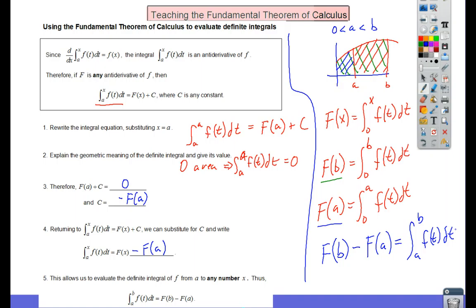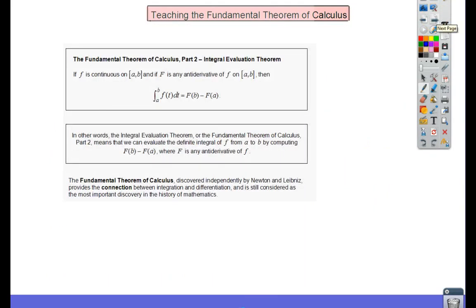Hopefully this helps you understand it a little bit better. But how do we actually use it? That's the important part. So here it is again, just stated for you. Here's another way to say it. The integral evaluation theorem, or the fundamental theorem of calculus, part 2, means that we can evaluate a definite integral by computing the antiderivative of b minus the antiderivative of a, where F is any antiderivative.